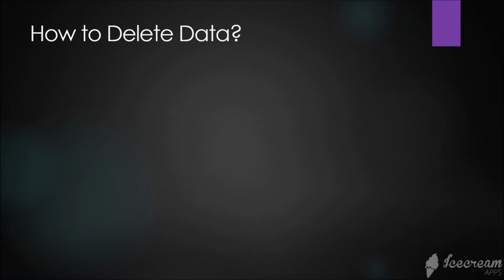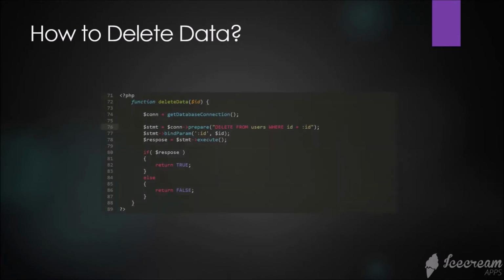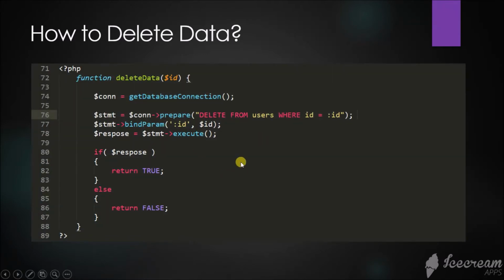Okay, so now we are already done with inserting. We also done with updating. Now let's try to know how to delete data. So ito naman yung sample code natin. We get the connection. So the argument that we are requiring lang is yung ID. Okay, so we have here yung prepared statement natin. Then we try to bind the actual value to our placeholder dito. Then execute. So once it is successful, we return true. Once hindi, we return false.